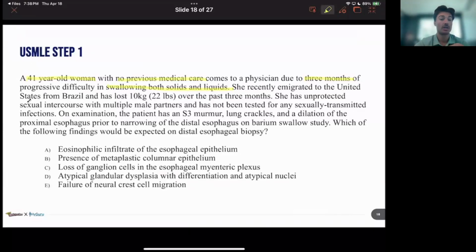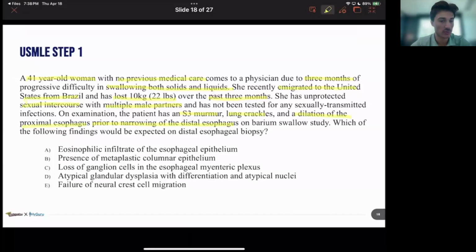All right, let's continue. She recently immigrated to the United States from Brazil and has lost 10 kilos over the past 3 months. Some constitutional symptoms, which gives us a little more background. So no previous care, immigrated from Brazil, maybe some sort of chronic systemic thing. She has unprotected sexual intercourse with multiple male partners and has not been tested for any STIs. Another risk factor. On examination, the patient has an S3 murmur, lung crackles, and dilation of the proximal esophagus prior to narrowing of the distal esophagus on barium swallow study.